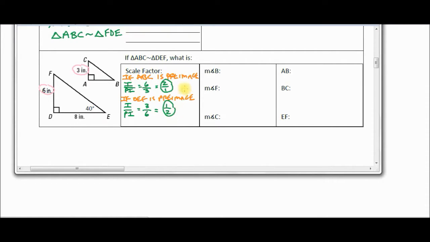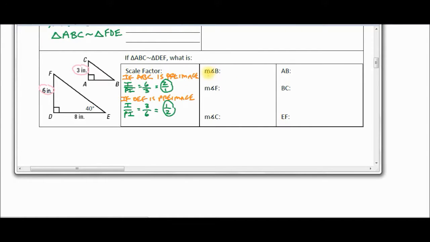And you can see, if ABC is the pre-image, that means the image is bigger. It's going to be greater than 1. If DEF is the pre-image, then our image or our copy is smaller, so the scale factor is going to be 1/2. Our scale factor will always be a reciprocal. It depends on which one is the pre-image and which one is the image. So there's our scale factor. Let's go ahead and find some missing measurements now.